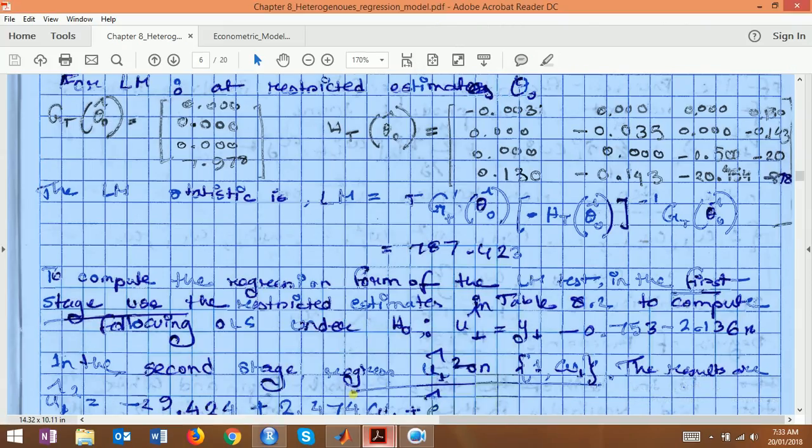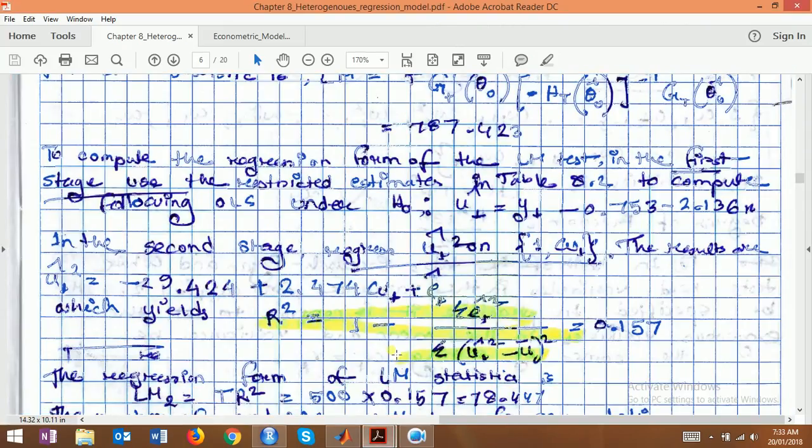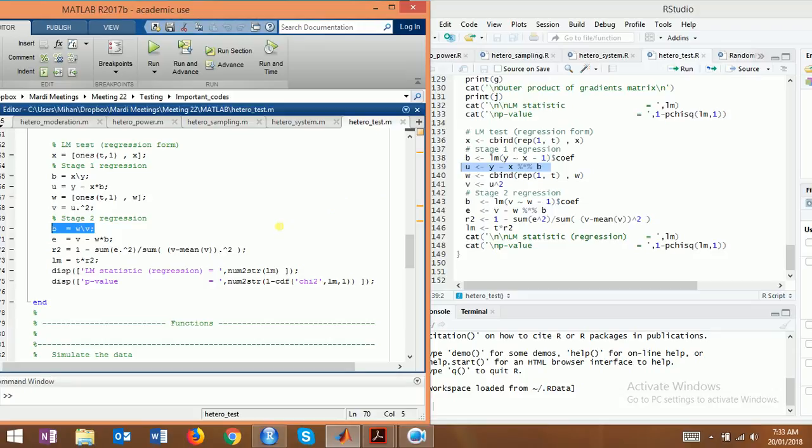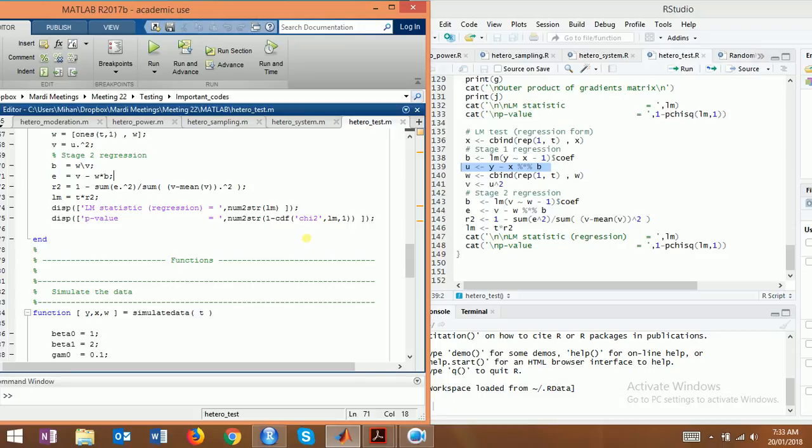And what was R square? It is 1 minus the sum of e square divided by the sum of v minus the mean of v, squared. Very simple. So T times R square is the LM test. So that is simple hypothesis testing.